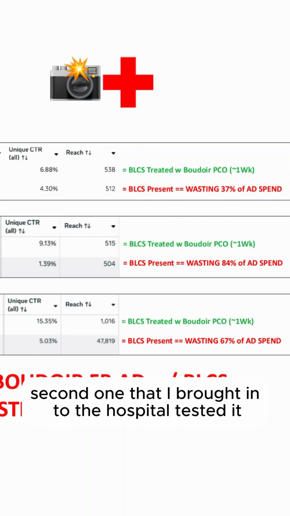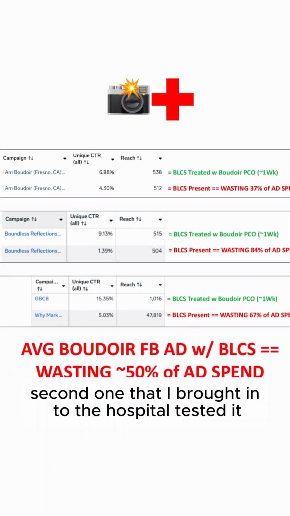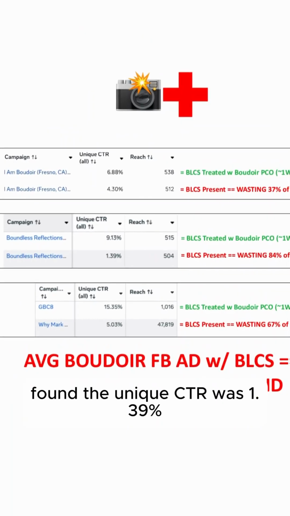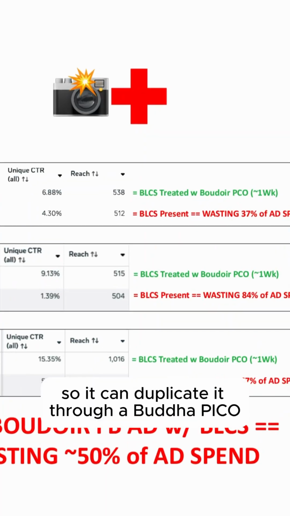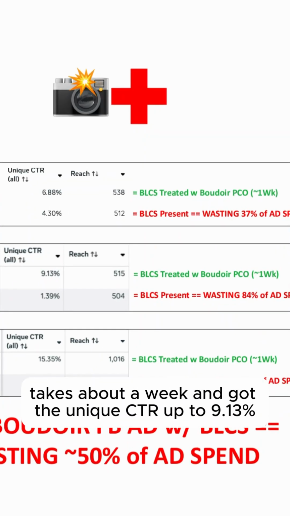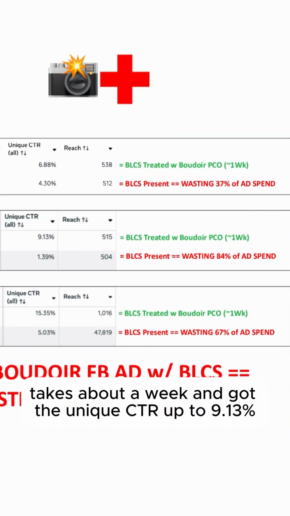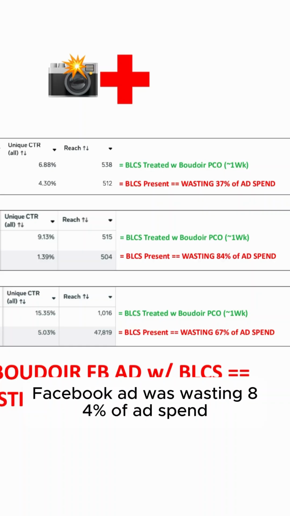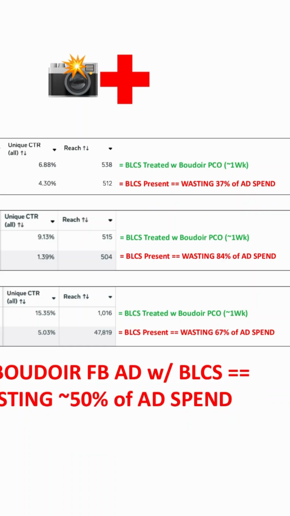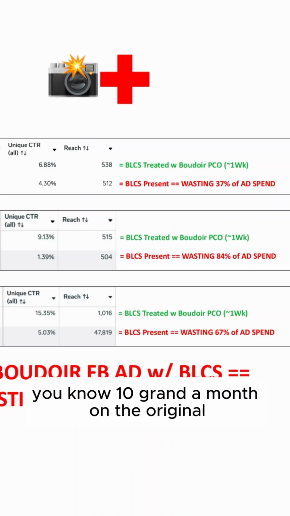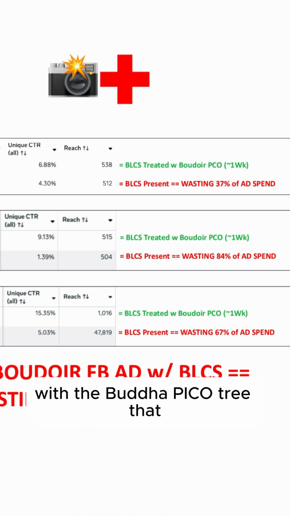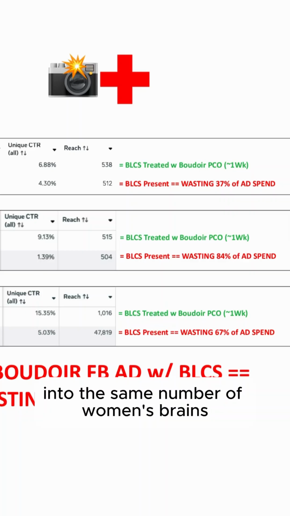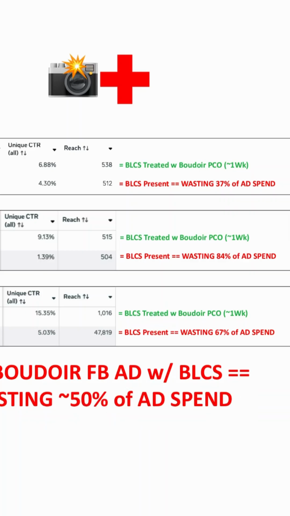All right, second one that I brought in to the hospital, tested it, found the unique CTR was 1.39%. So it's under 6%. So we know BLCS is present. So we duplicate it, treat it with boudoir Pico, takes about a week, and got the unique CTR up to 9.13%. So we found out the original boudoir Facebook ad was wasting 84% of ad spend. And when that happens, if they're spending 10 grand a month on the original, now they only need to spend 1.6 grand a month with the boudoir Pico treated ad and get their ad into the same number of women's brains in both scenarios.